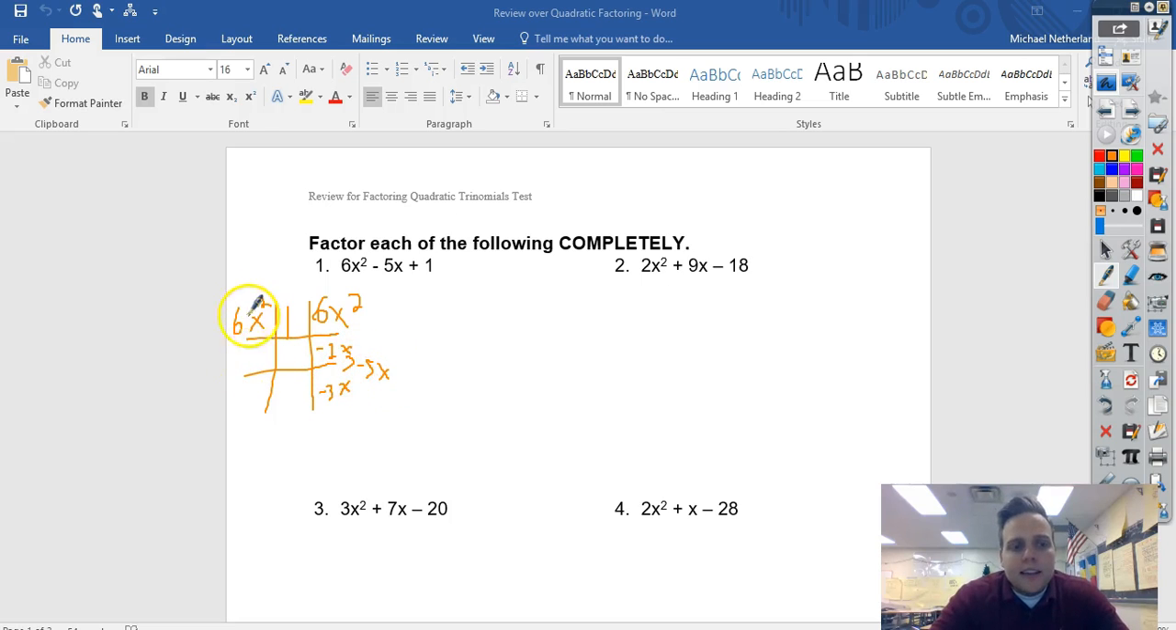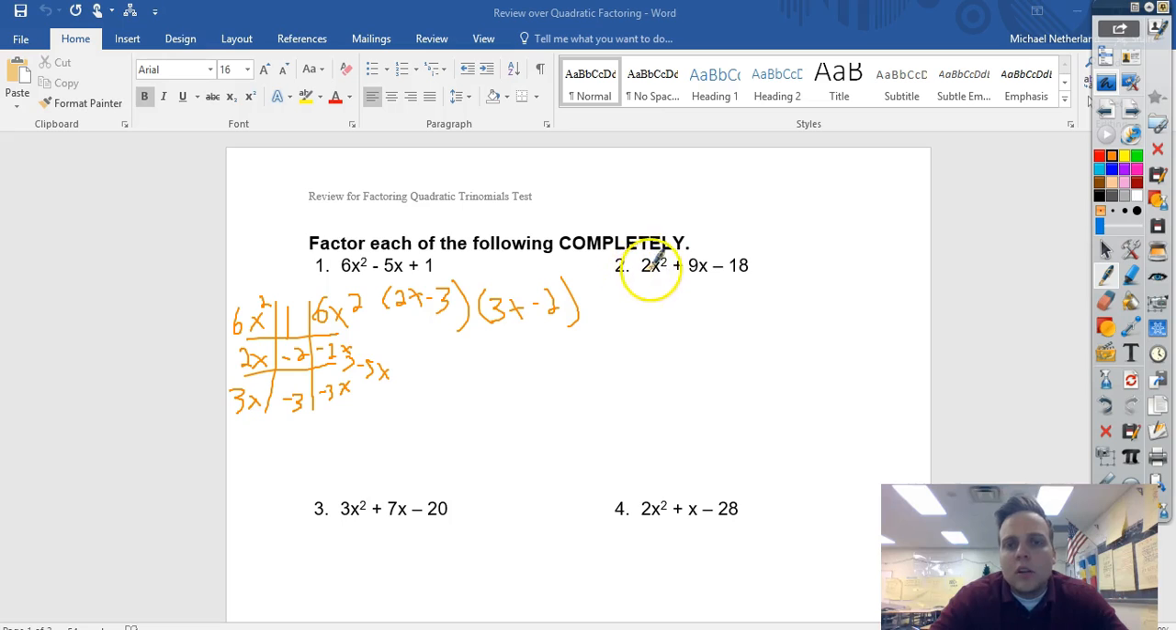In this box, I say what 6x squared and negative 2x have in common, which is a 2x. In this box, I say what 6x squared and negative 3x have in common, which is a 3x. 2x times what is negative 2x? Negative 1... rather, negative 2 goes right here. 3x times what is negative 3x? That's what I put right here, negative 3. Go across, so you get 2x minus 3 times 3x minus 2. And that would be your answer.